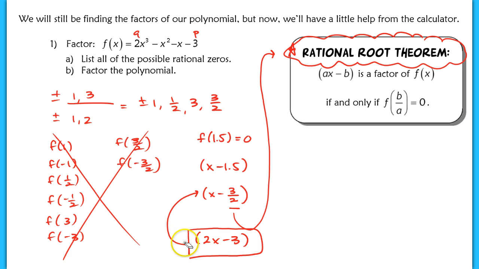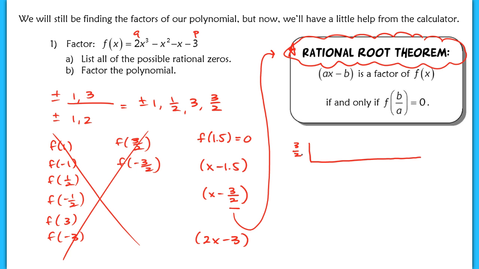Now, if I'm going to use synthetic division here to find my remaining factors, what I will do is use that 3/2 on the outside here. And then in that case, I will divide out all of the coefficients in the polynomial by a factor of 2.